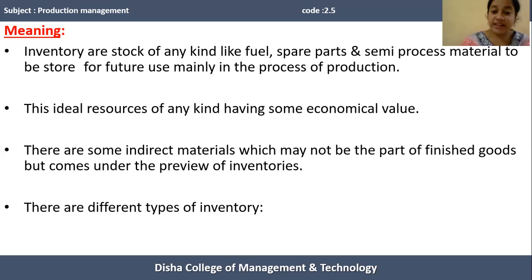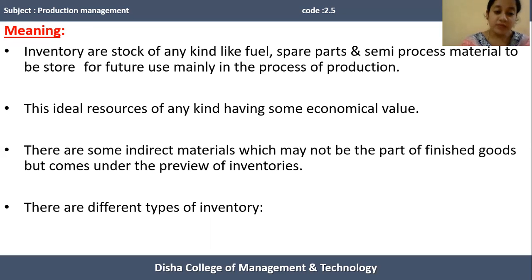There are some indirect materials which may not be part of the finished product but come under the purview of inventory. In inventory, not only direct material comes but also indirect materials, meaning the materials which support the production process. Indirect materials do not directly contribute to the production of a particular product, but they support the production process. Both direct material as well as indirect material come under the purview of inventory.